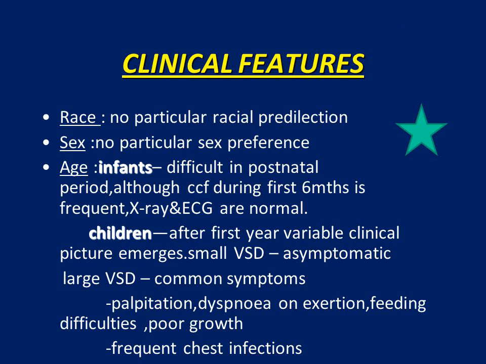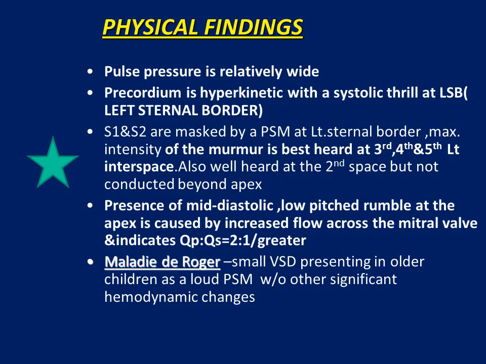Clinical features. Race: no particular racial predilection. Sex: no particular sex preference. Age: infants are usually well in the postnatal period, although CCF during the first 6 months is frequent; X-ray and ECG are normal. In children, after the first year, a variable clinical picture emerges. Small VSD: asymptomatic. Large VSD: common symptoms are palpitation, dyspnea on exertion, feeding difficulties and poor growth.